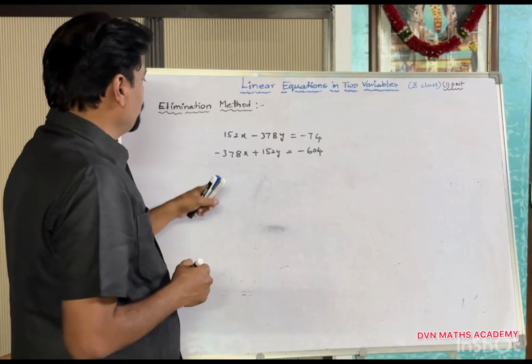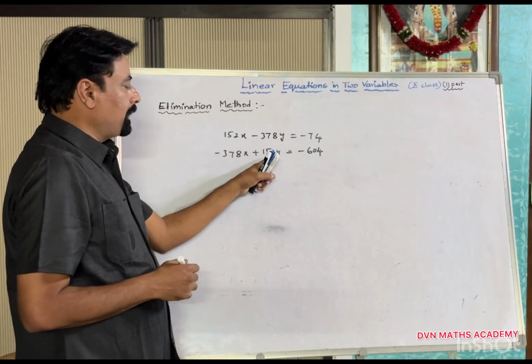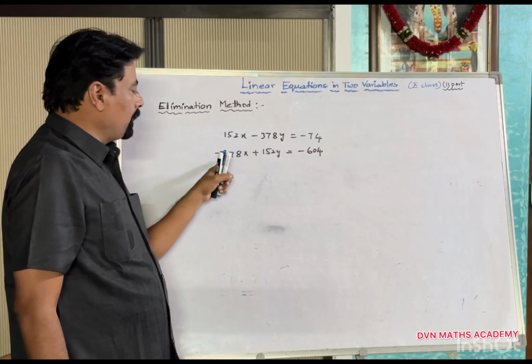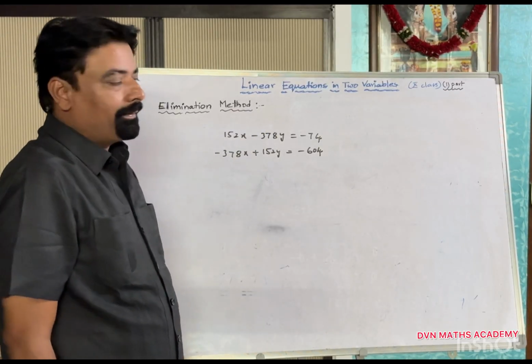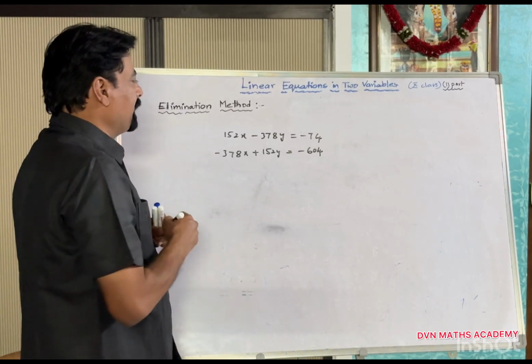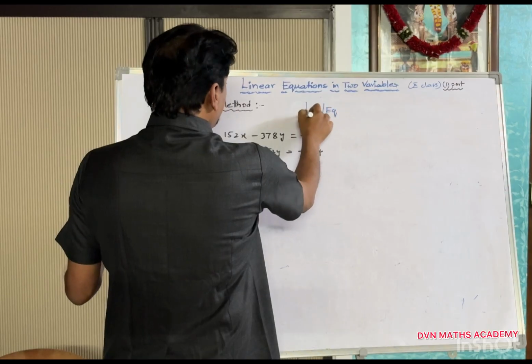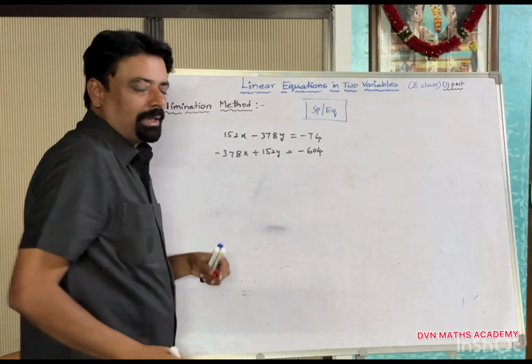But here, if you observe, the coefficient of x in the first equation is equal to the coefficient of y in the second equation. The coefficient of y in the first equation is equal to the coefficient of x in the second equation. These types of questions are called special equations. There is a pattern to solve these questions.